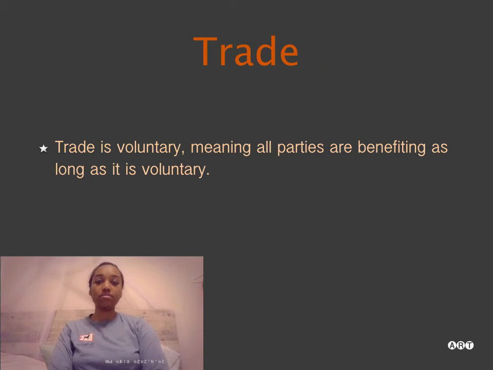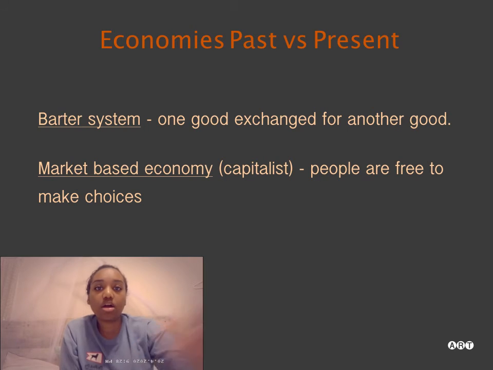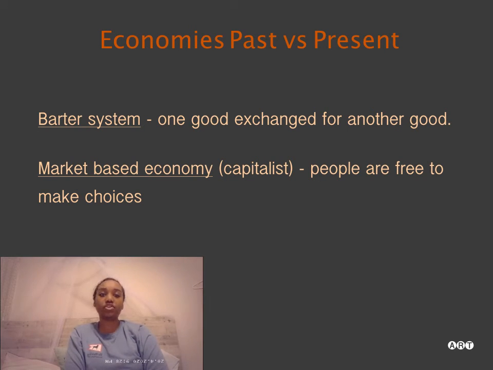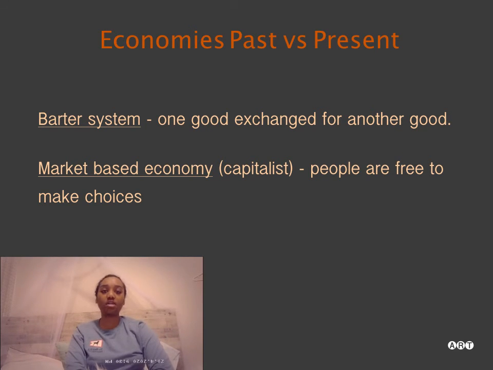Trade is voluntary, meaning all parties are benefiting as long as it is voluntary. A barter system is one good being exchanged for another good. In a barter system, there's no money, so it's just one good exchanged for another good. So I have a grain of wheat, you want a grain of wheat, you give me another. A problem with the barter system is a double coincidence of wants. If someone doesn't want what the other person has, then it won't work. A market-based economy or a capitalist economy is where people are free to make choices.